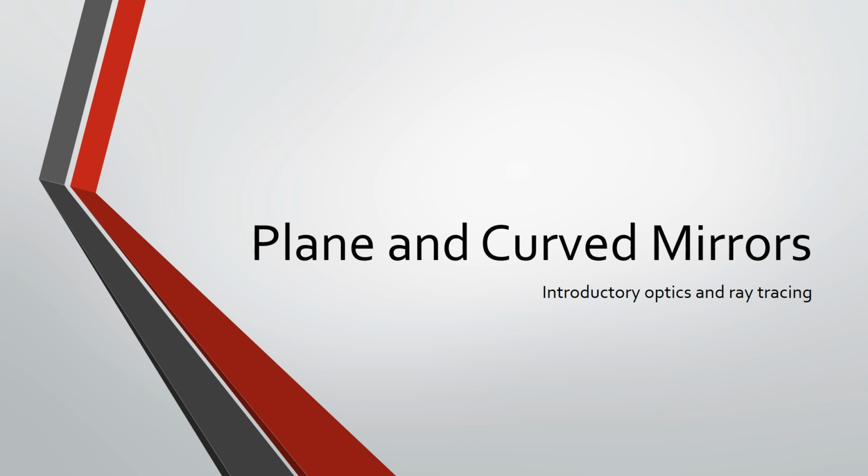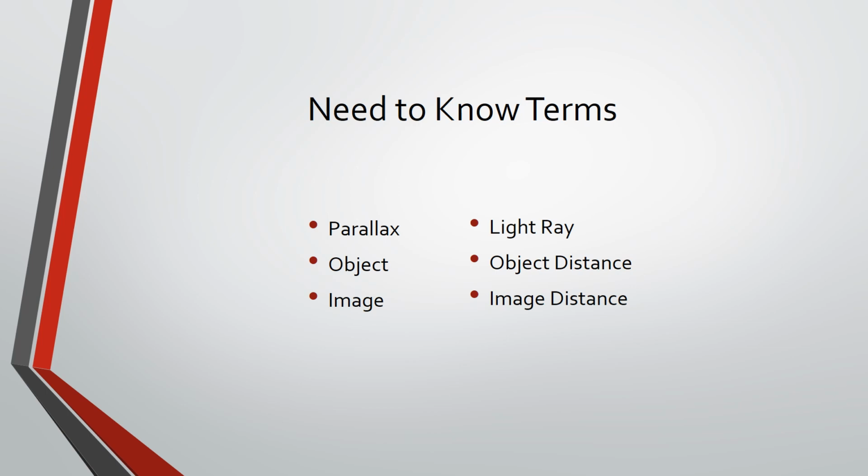We're going to be talking about plane and curved mirrors and ray tracing. First, we're going to talk about some terms that you're going to need to know for this lab: parallax, light rays, object, and what an object distance is, an image, and an image distance.